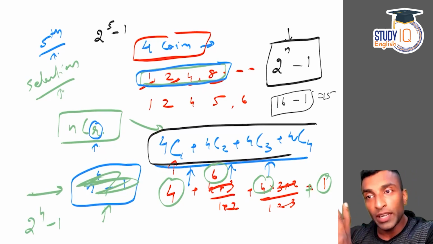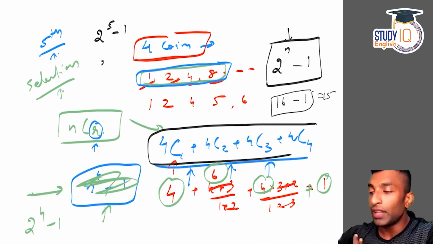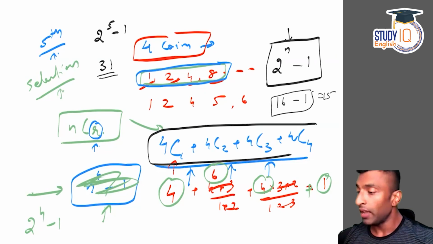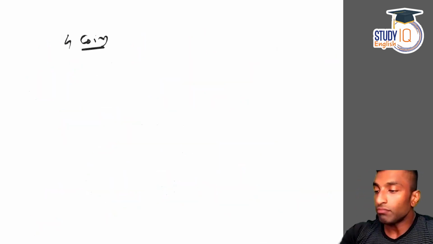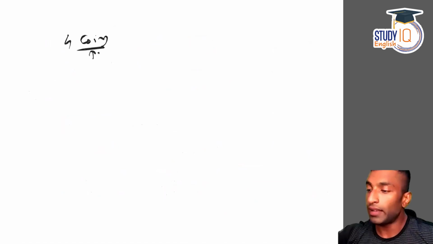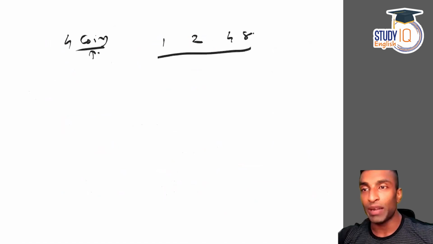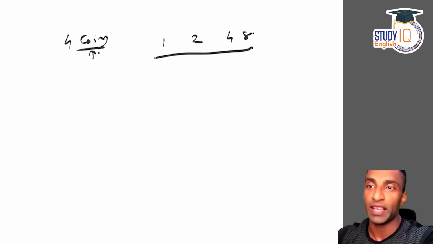2 raised to 5 is 32. 32 minus 1, 31. So how many different sums you can make with 5 coins? 31. Now, if you want to see, like 4 coins I have, how many different sums I can make? Like 1, 2, 4, 8 are my different coins. Imagine these are my different coins. What are the different sums I can make?